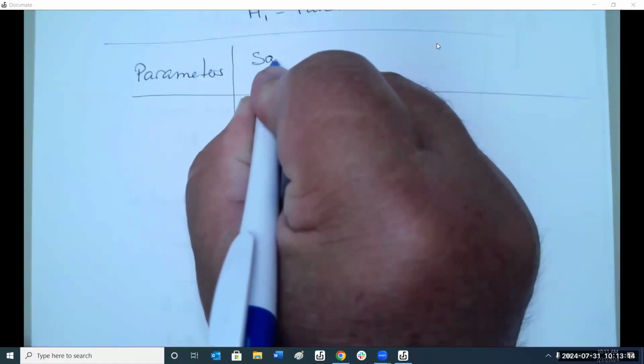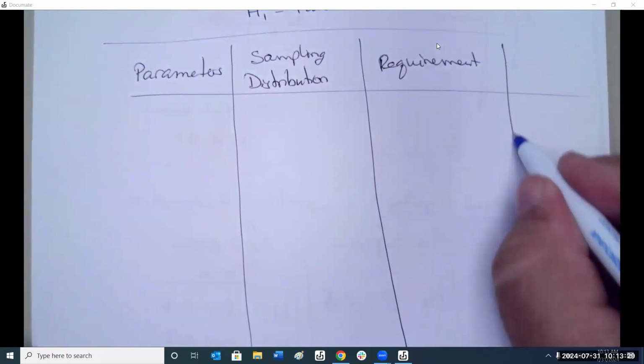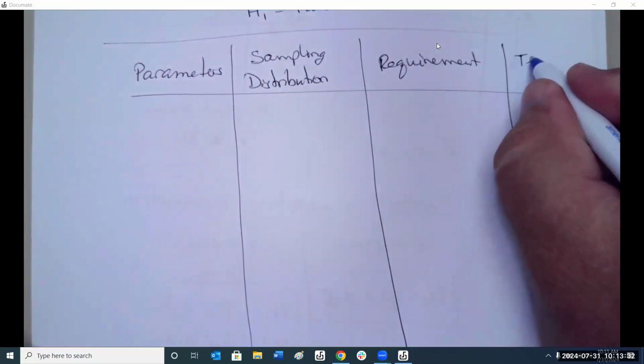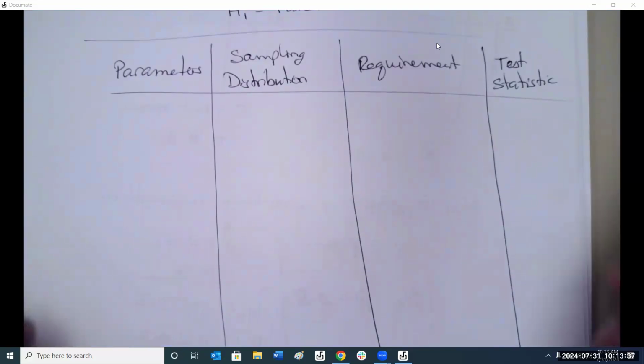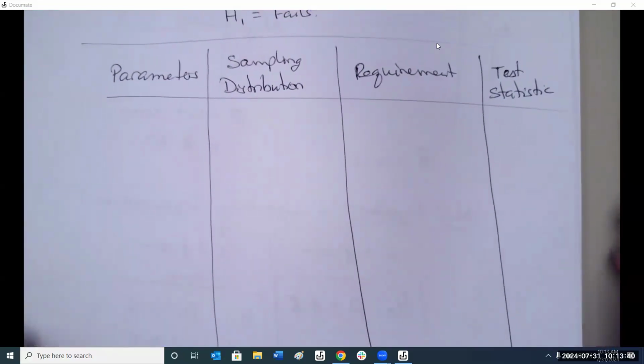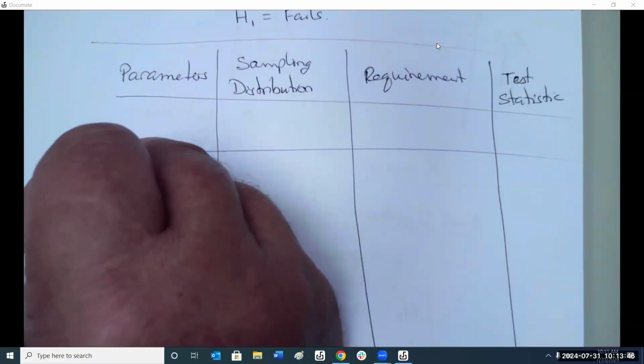Let's look at these parameters that we're going to be using. Those are the tests, sampling distributions, the requirement, and our test statistic. The test statistic, again, that's the formula. That's how we're going to find the numerical value for it. So the first one, we're going to look at proportions.